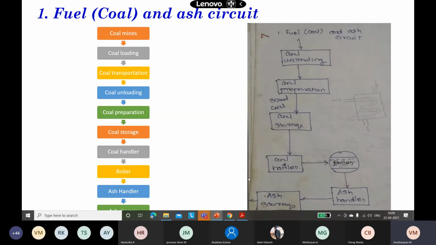And be conscious while handling the ash. See, in India, Indian coal contains about 40% ash, and a 100 megawatt capacity power plant produces 25 tons of hot ash per hour. Therefore sufficient space near the power plant is essential to dispose of such a large quantity of hot ash. And this is the first circuit.